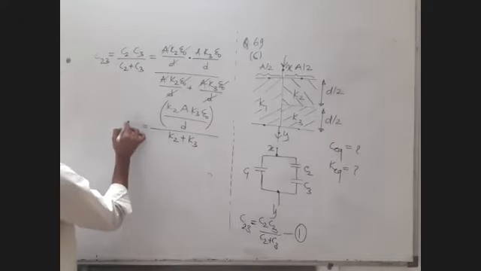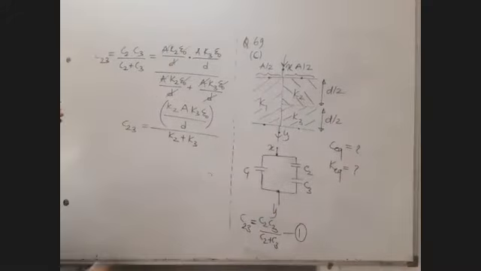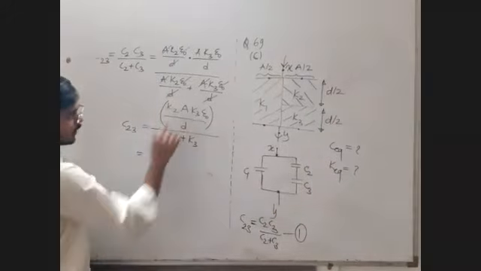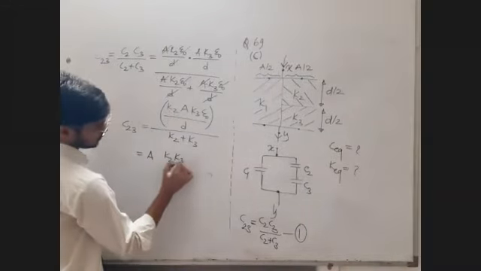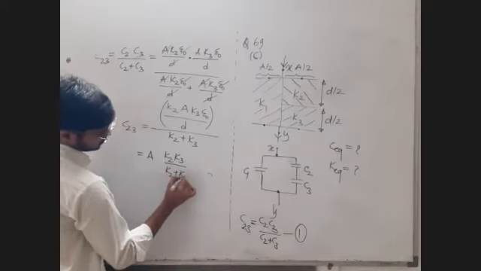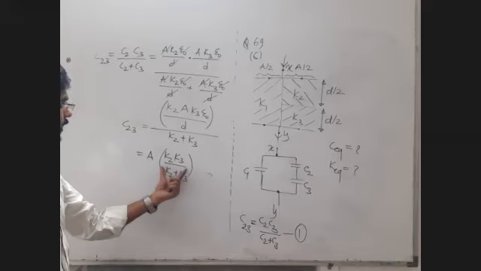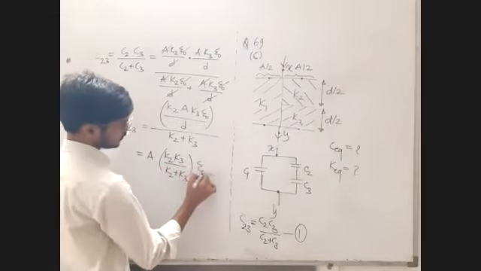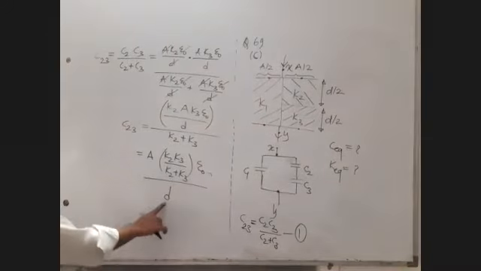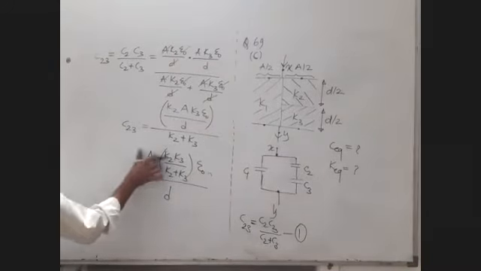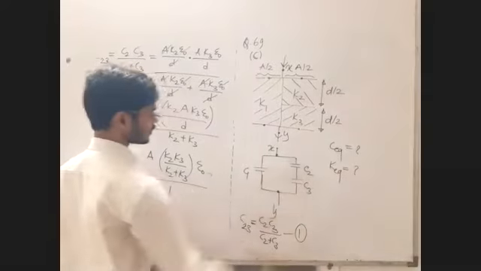That is the effective capacity of the second and third capacitor. Okay, you can slightly rearrange it: A, then all the K terms, K2 K3 upon K2 plus K3, then epsilon 0 term, then upon D term. You can write this D here also, no problem. That's my effective capacity of the second and third capacitor.